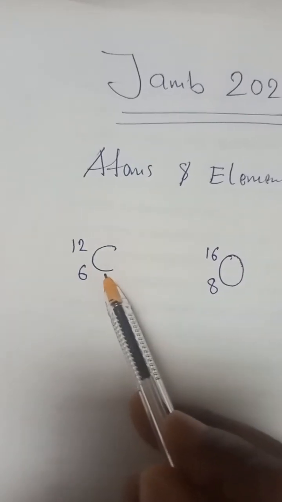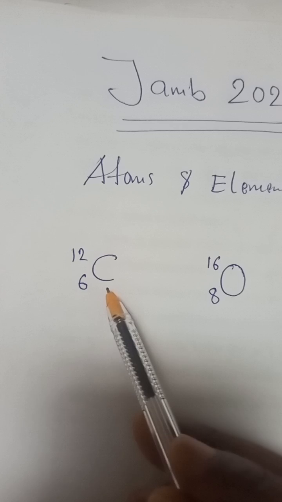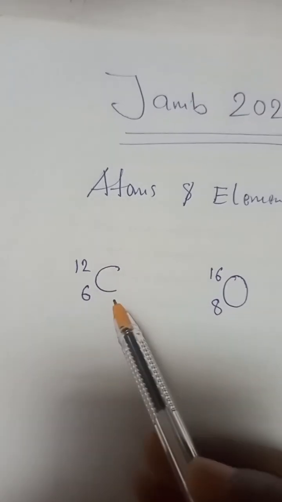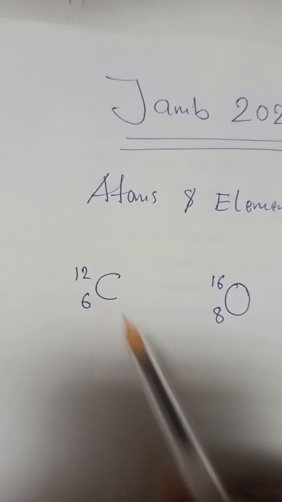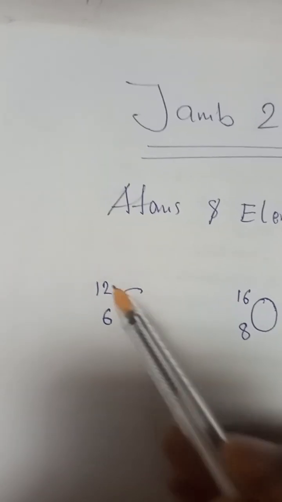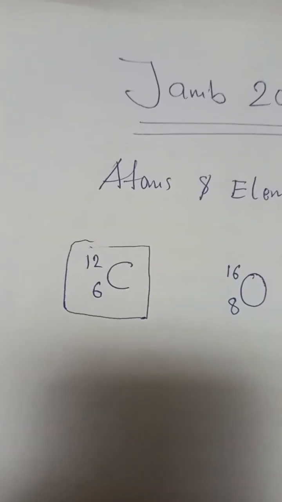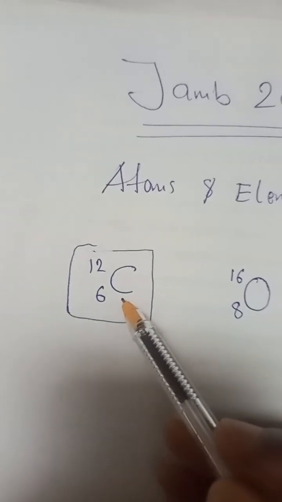Now, this is carbon. If you check your periodic table, this is carbon, right? Now, is this an element or an atom? Many times, we often refer to it as an atom. But this is not just an atom, this is an element. Why do we call it an element? Because it has a combination of several atoms.